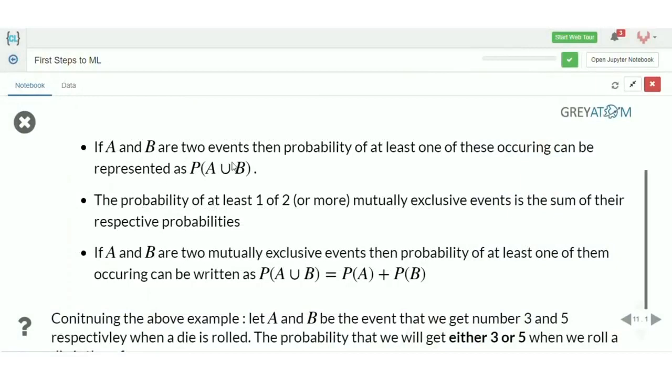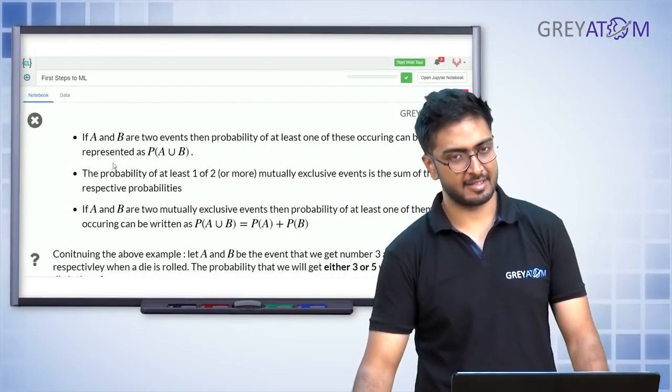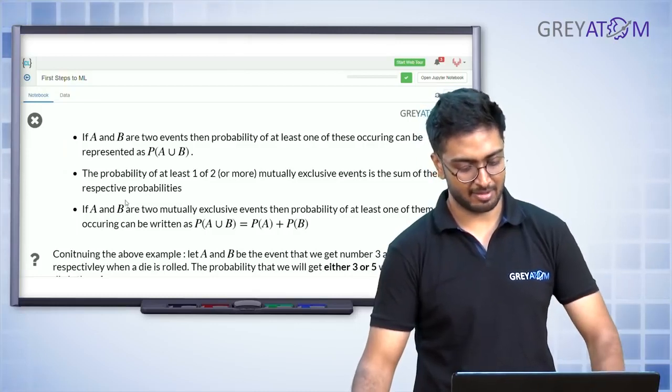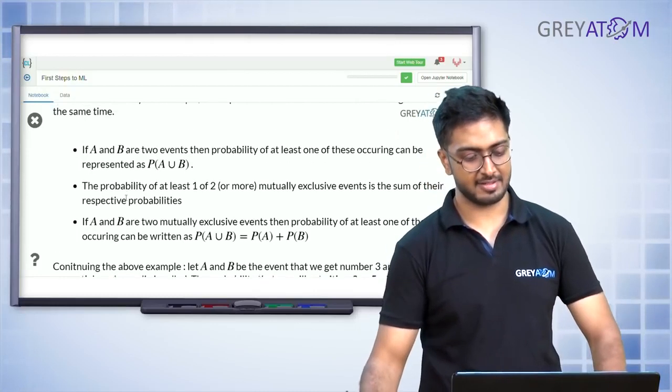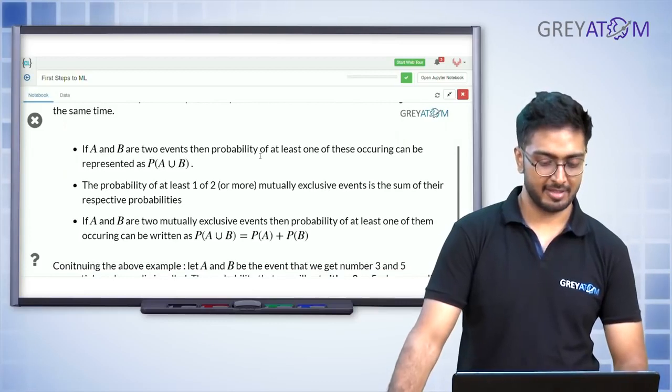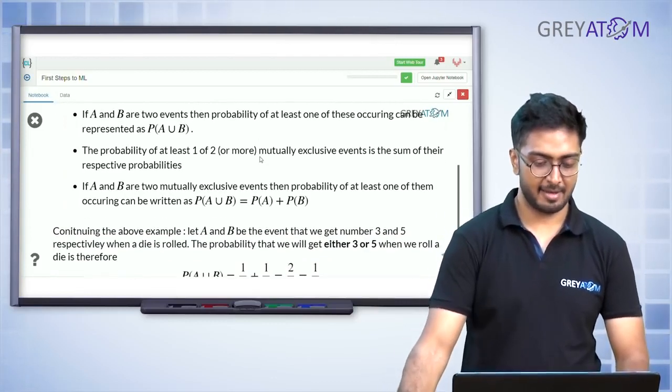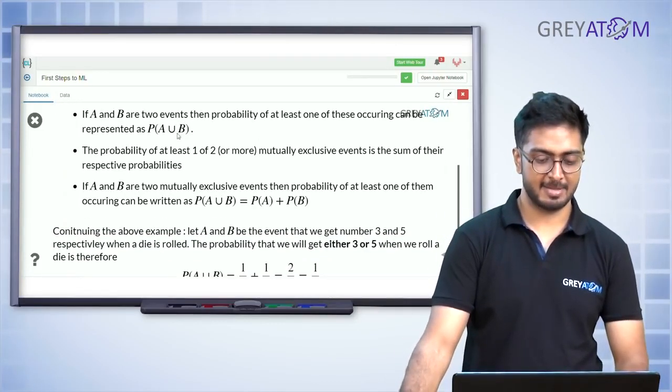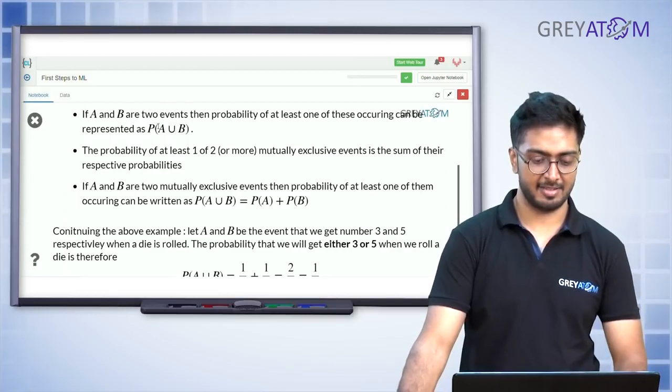So this particular sign U represents union. And then there's something we'll probably talk about later, which is the sign of intersection. We'll probably talk about that in a later slide. So understand this: the notation is A union B.